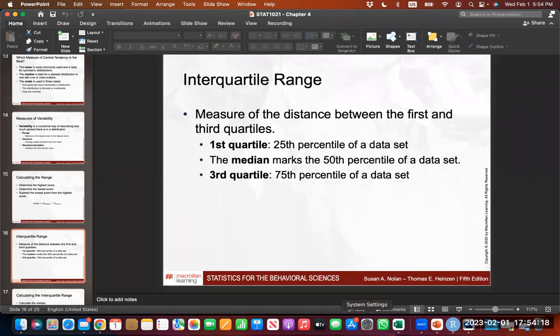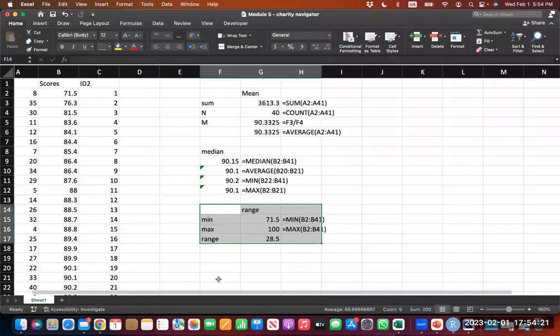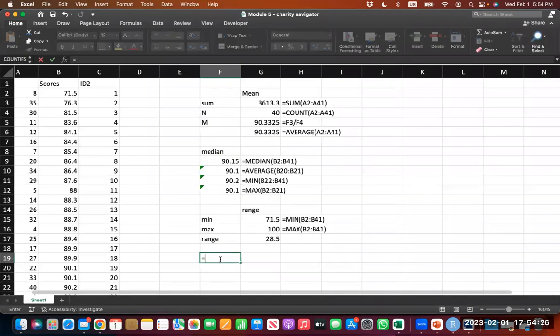Well, there are various ways to do that. One way is the percentile function. So there's a percentile of B2 to B41, and we want the 25th. So that's one way to do it. You can use the percentile function.